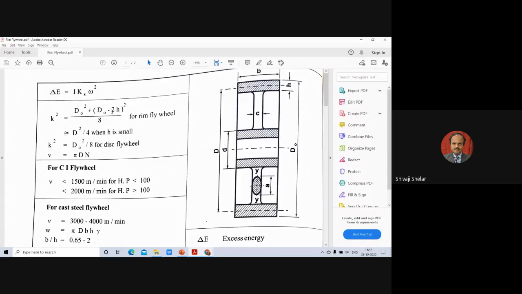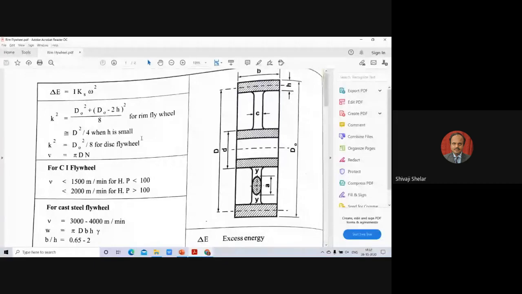D is the mean diameter and dO is your external diameter. If H is comparable and you know the values of H and dO, then you can use this formula for calculation of K square, so when you are calculating I is equal to mK square, that K square value can be taken here. And if you are using this flywheel where everything is filled, in that case K square is equal to dO square by 8. That is the simplest form. You have to consider only the outside diameter and you can do the calculation.